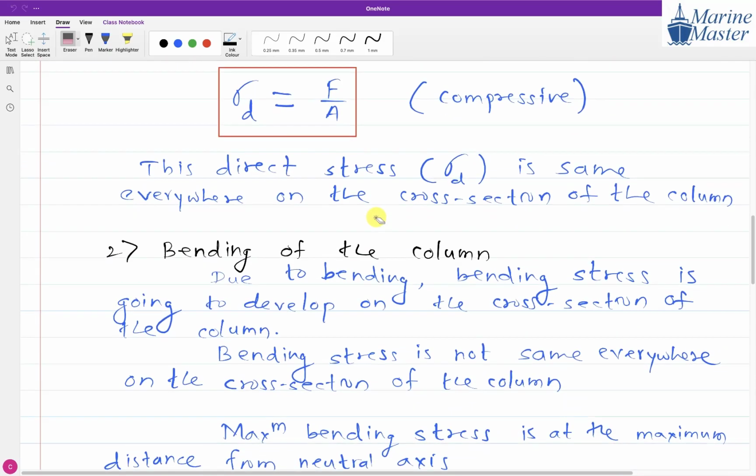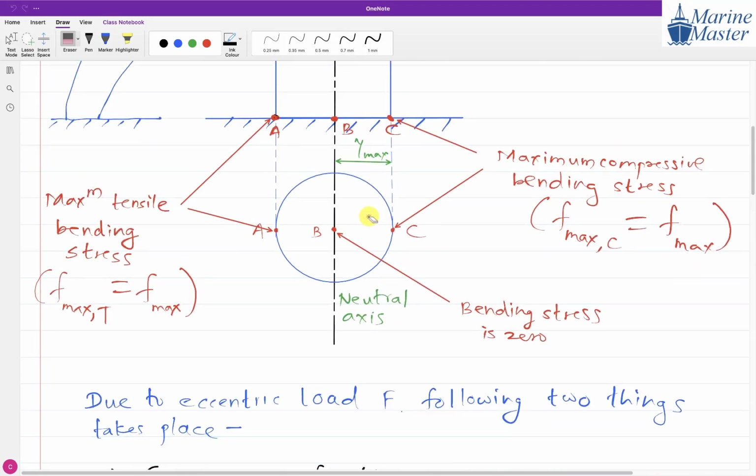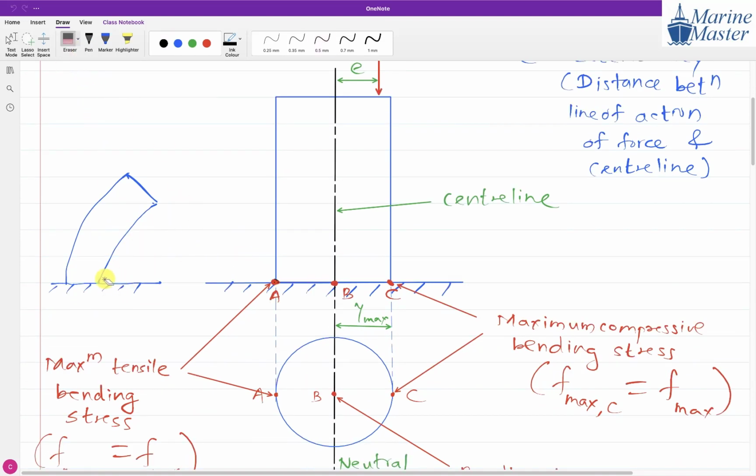Now the next thing: the second effect of F is bending of the column. How is the column going to bend here? Like this. Because of that bending, bending stress is going to develop in the column.